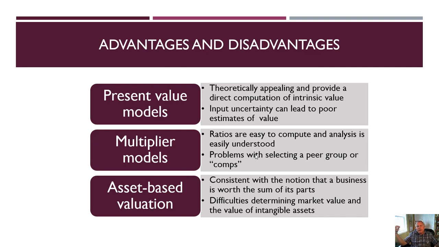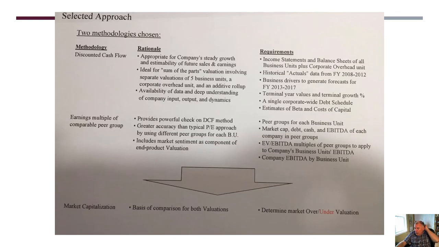Asset-based valuation is used when it's consistent with the notion that a business is worth more than the sum of the parts. Difficulties being determining market value and the value of intangibles. And I think if we look at these two, there's some rationale for using them. If you have a company that's had steady growth and we can estimate sales, the discounted cash flow method can work. It's ideal for when the parts are worth more. It requires available data and deep understanding of the company, input, output, and dynamics, as we've done with strategies. We need a couple of things there.